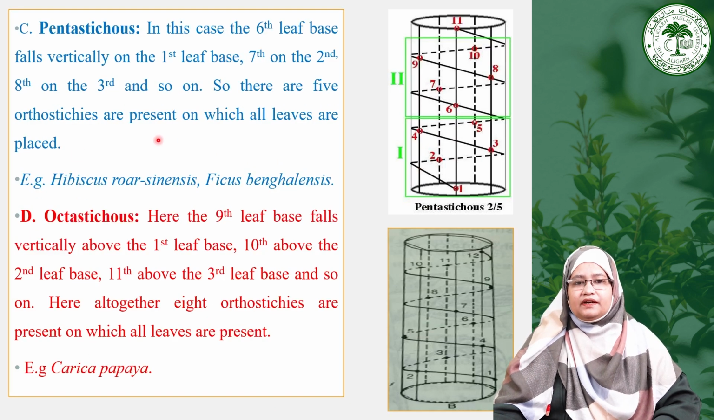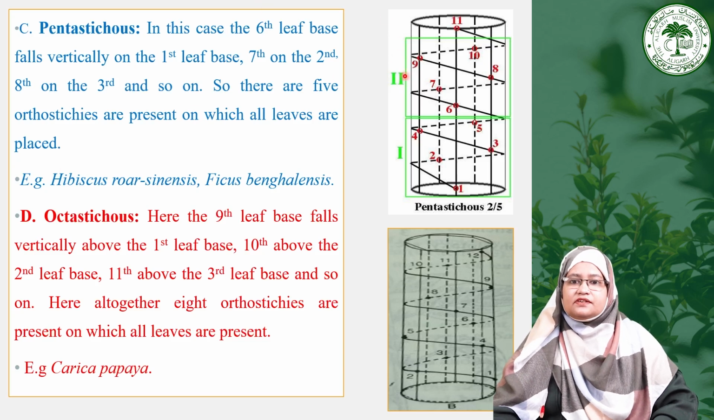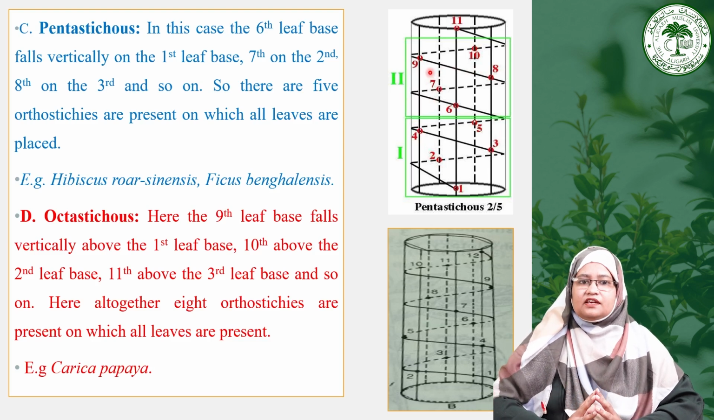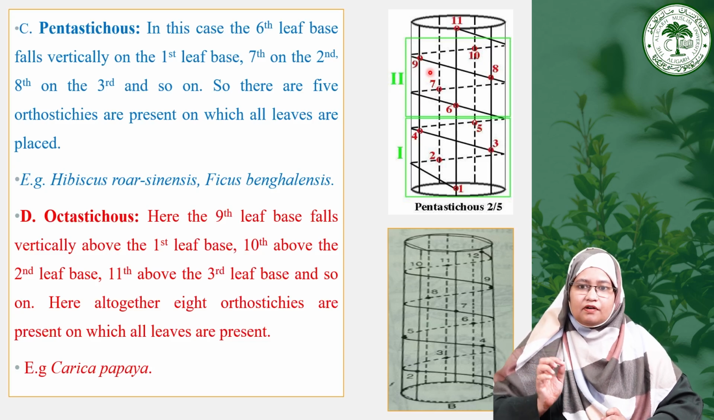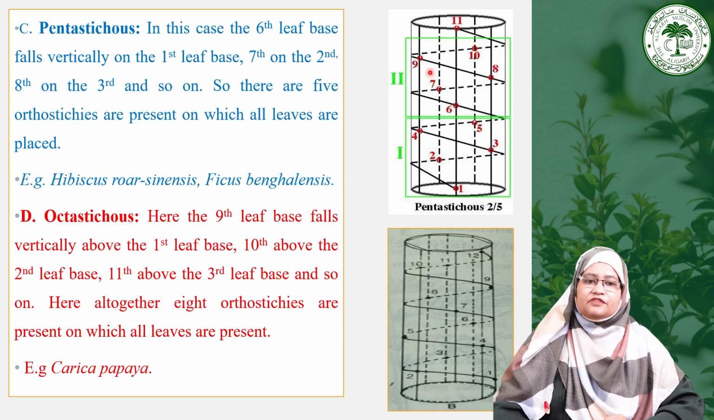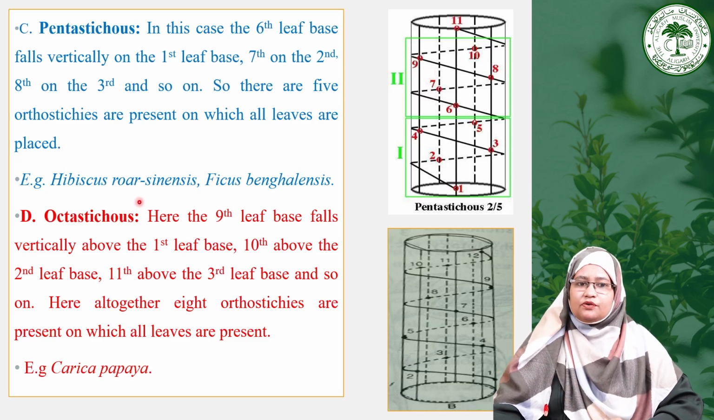The next is the pentastichous, in which the sixth leaf, as you can see, is on the base of 1, and the seventh leaf on the base of 2, and the eighth leaf on the base of 3, and the ninth on 4, and so on. So you find 5 orthostichies on which all the leaves are placed. Examples of this type are Hibiscus rosa-sinensis and Ficus bengalensis, which have the pentastichous type of leaves.